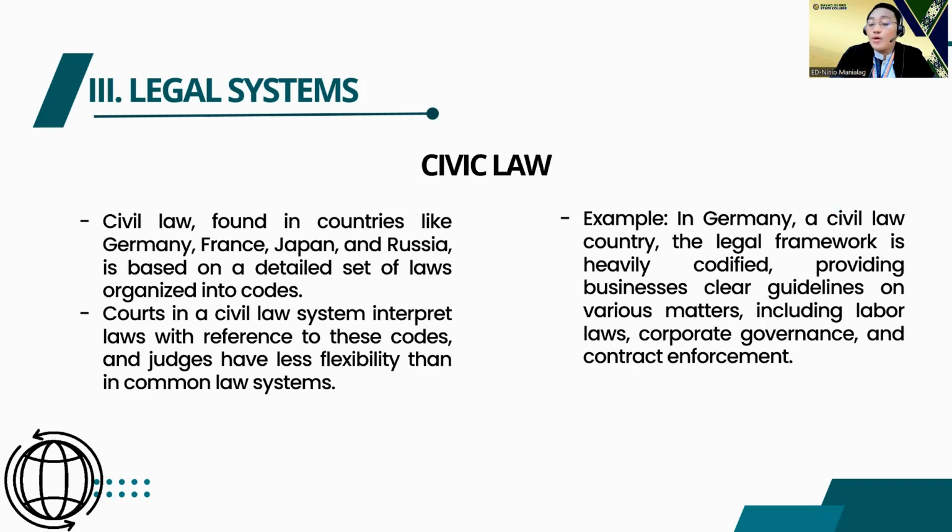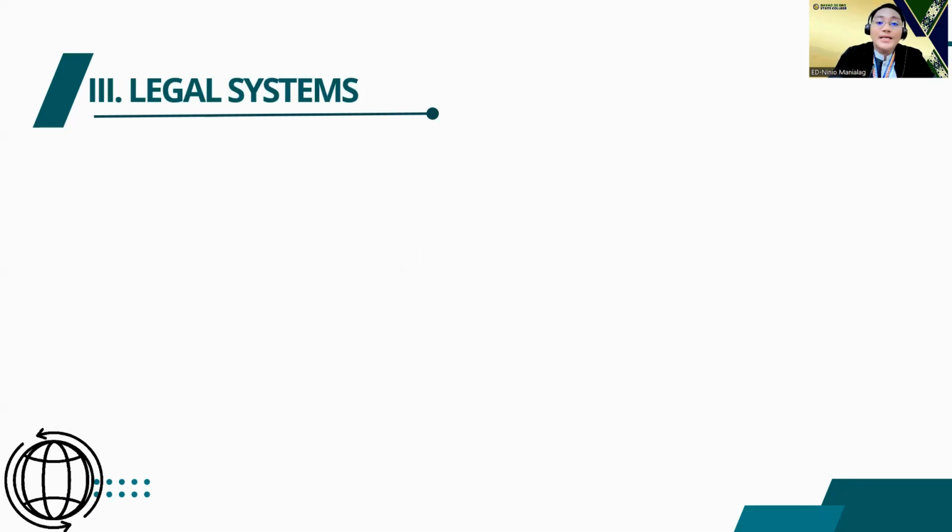The legal framework is heavily codified, providing businesses clear guidelines on various matters, including labor laws, corporate governance, and contract enforcement. This clarity benefits companies like Volkswagen and Siemens in their domestic and international operations. Now let's take a look at theocratic law.